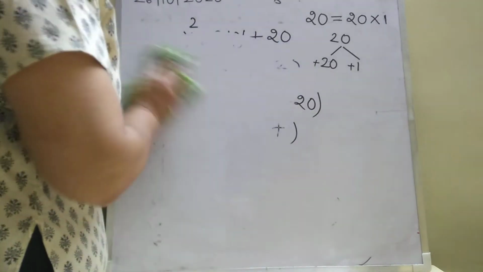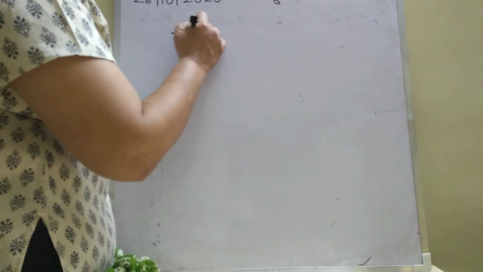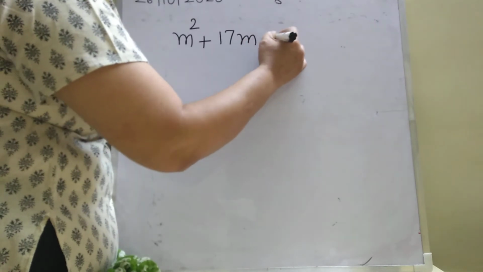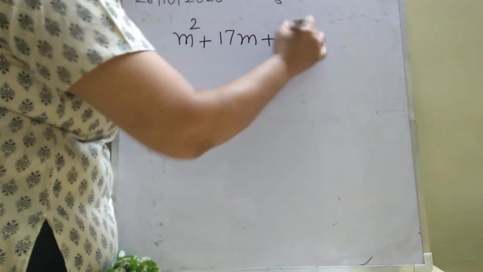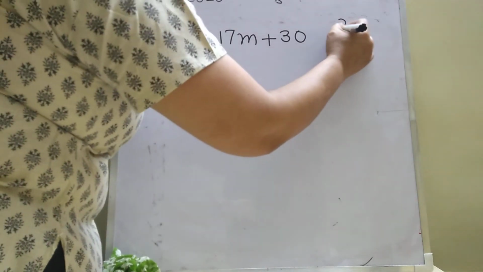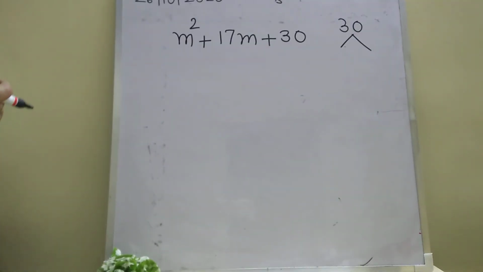Let us see one more example, the last one. We are going to practice this more. m square plus 17m plus 30. Now I have to find the factors of 30, and I know the factors of 30. The addition should be 17. So what factors will come?